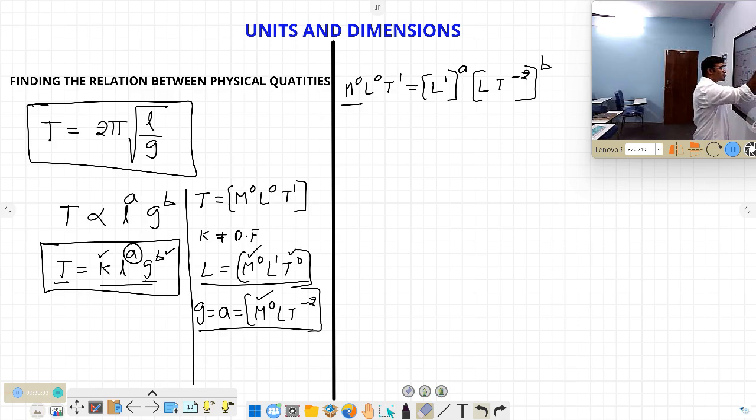This is the left side, this is the right side, right? So what is the power of mass on the left side? That is 0. And on the right side, do we have any mass here? There is no mass, so 0. No need to bother about it much. And next, the second physical quantity.